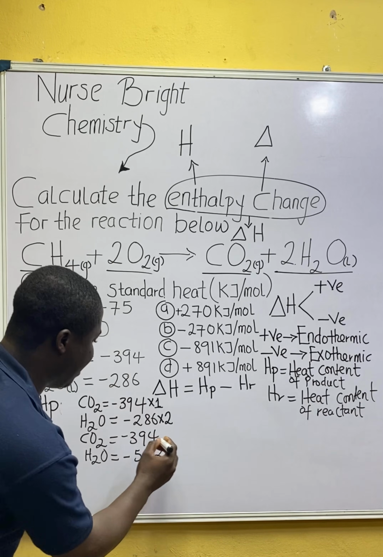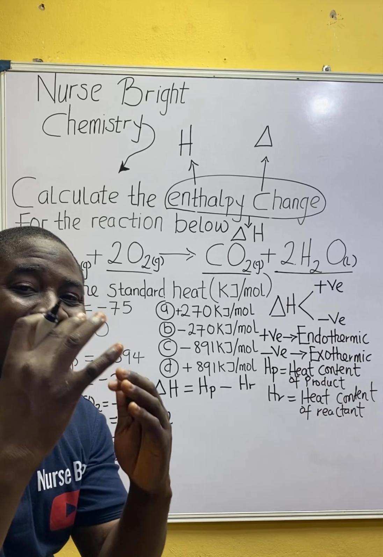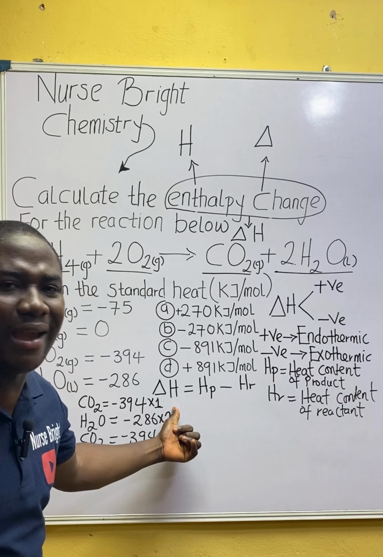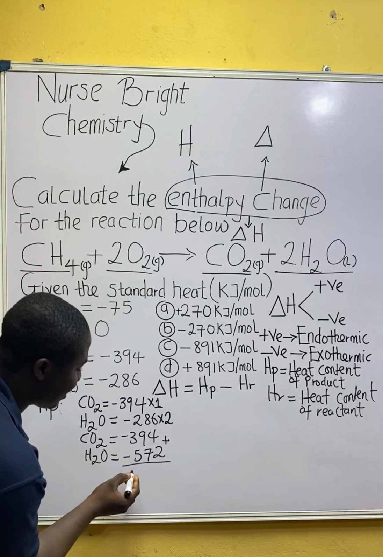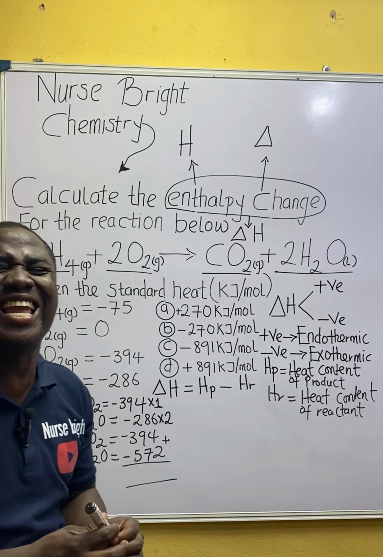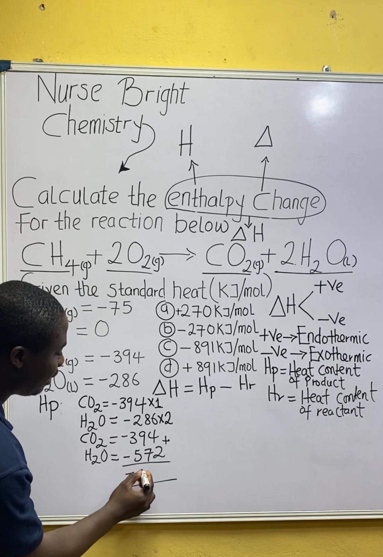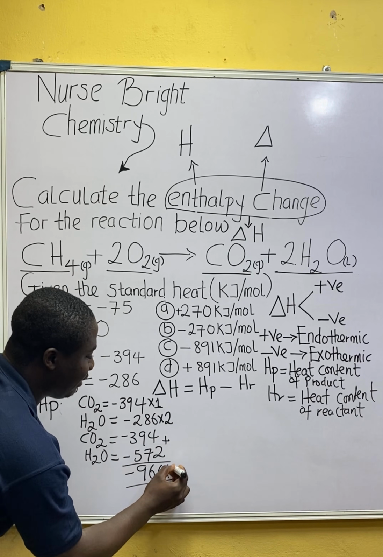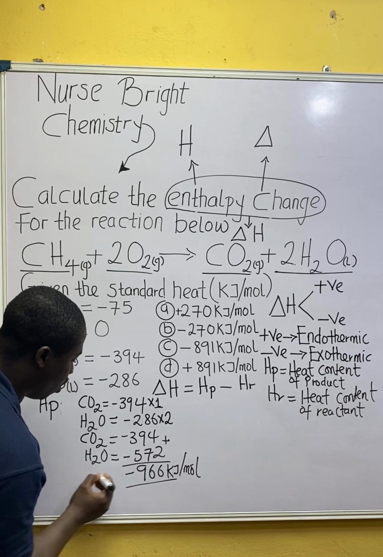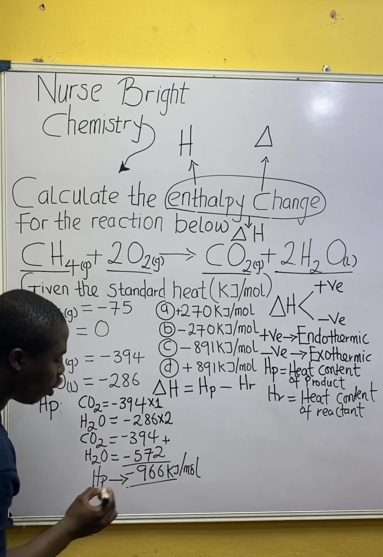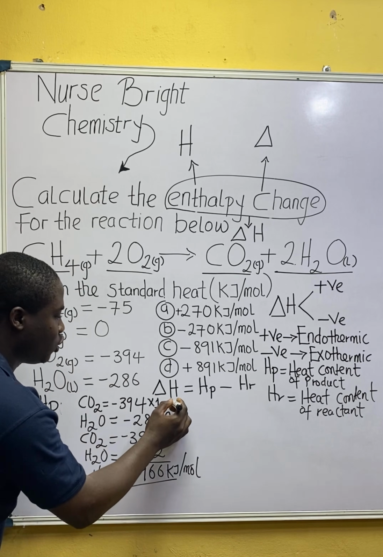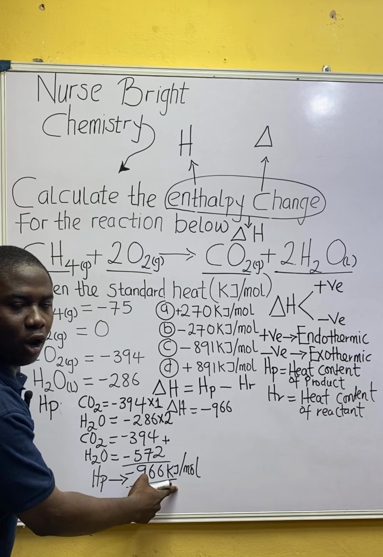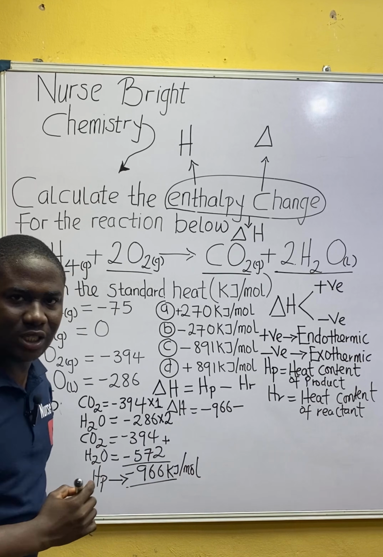I believe you are following me. Remember, we are going to add them together in your product, and so as your reactant, and then subtract them to get your delta H, which we have talked about. So let's add them together to get our total HP, which is the heat of product. When we do that, we are going to get minus 966 kilojoules per mole. So this we've gotten is the total heat of products we are to input here. So delta H will now be equal to minus 966 kilojoules per mole minus, are you following me?